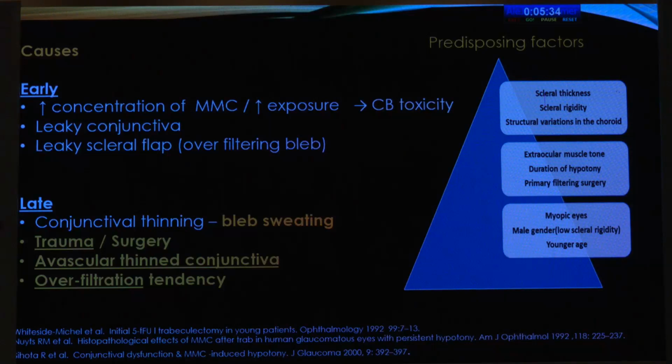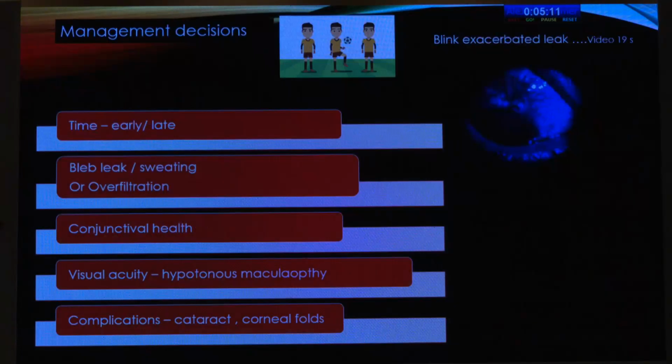The predisposing factors are the scleral thickness, rigidity, and the extraocular muscle tone, and very important, duration of hypotony during surgery. During surgery, I always use a side port and do slow decompression, and I form the anterior chamber intraoperatively while operating, and at the end of surgery, I form the chamber either with air or with visco and leave a little bit of that so that the AC has to be formed, and myopic eyes.